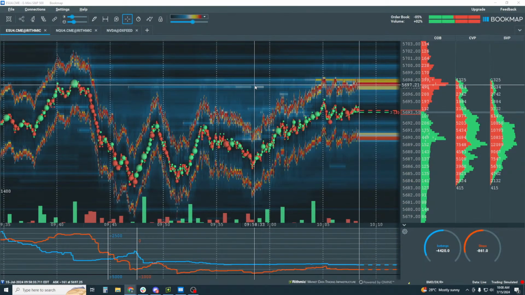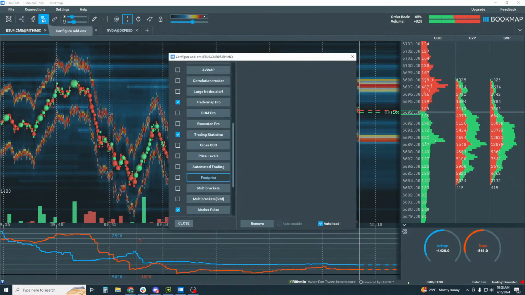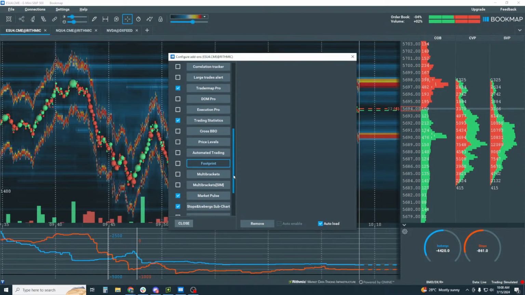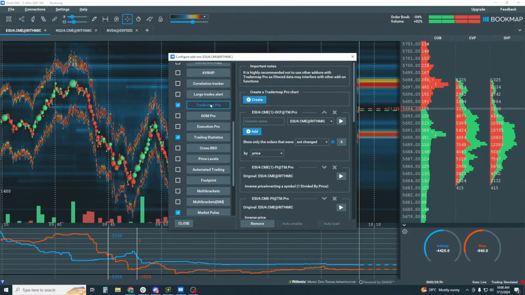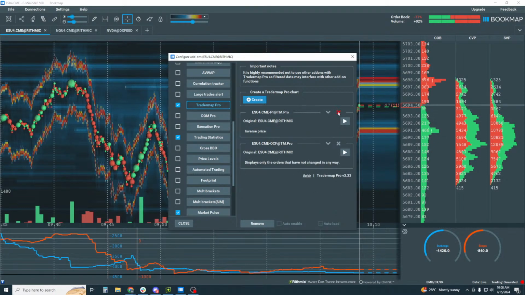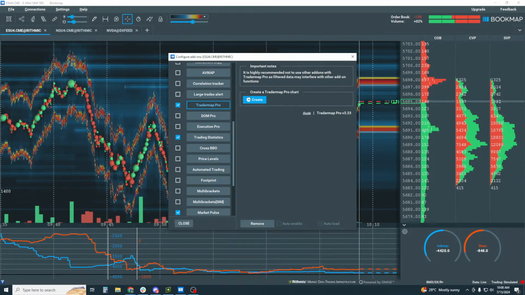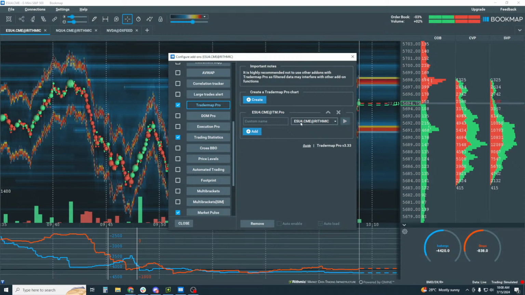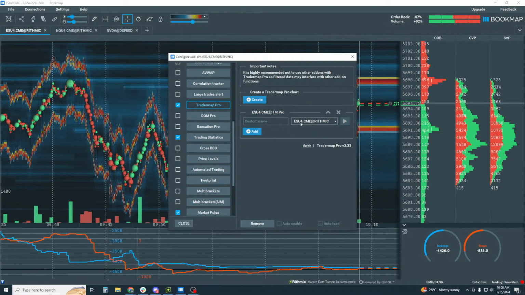Okay, so let's go up to Trader Map Pro and configure add-ons. Where is it? Here it is. I've already got it all set up, but we'll create it from scratch here. I'll just get rid of all of these, hit the create button, and then here you can give it a custom name. Select your symbol for the ES.